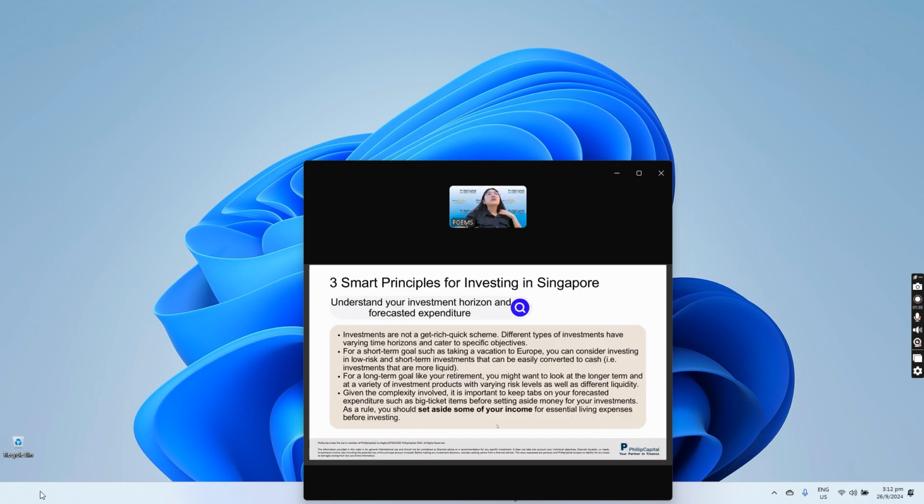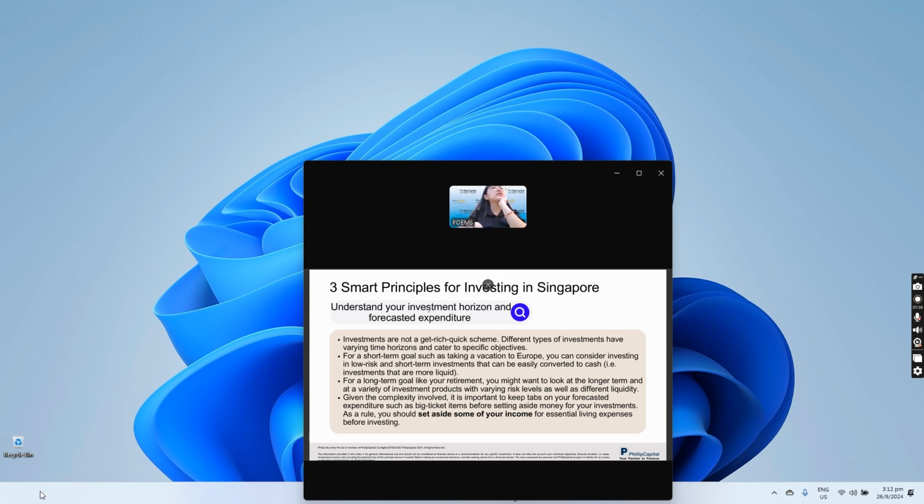Now I will also cover the principles for you to start investing in Singapore. First, you need to understand your investment horizon and forecast your expenditure. You need to know that investment is not a get-rich-quick scheme, in Chinese, 一夜暴富, no. Different types of investment have very different time horizons, and also different objectives. For example, for unit trusts, some aim for capital growth, some for capital preservation. You also need to know your time horizon.